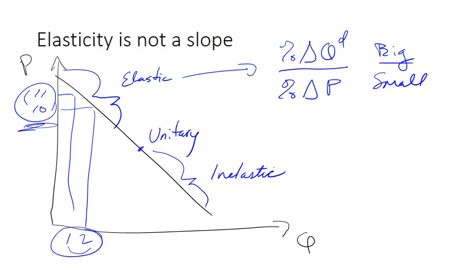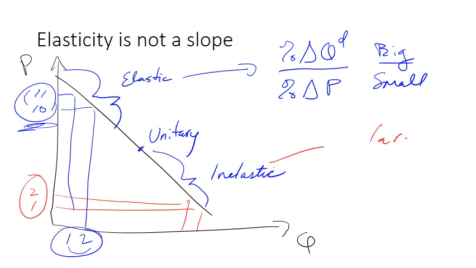Now, alternatively, if you end up lowering the price from 2 to 1, you're going to end up with a very large change in price, but you are going to end up with a very small percentage change in quantity. I hope that's obvious to see now. That's going to produce an inelastic number. Of course, somewhere in the middle, you're going to end up with a tipping point, so you'd have a unit elastic or unitary. But elasticity is not a slope. Keep that straight in your mind.